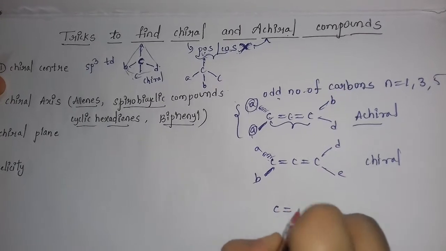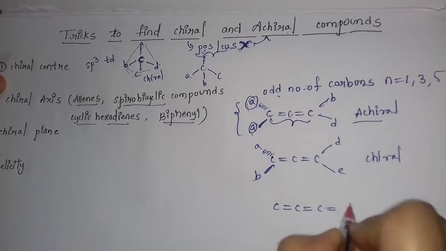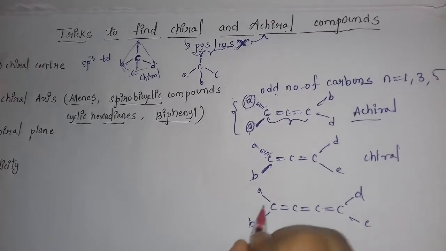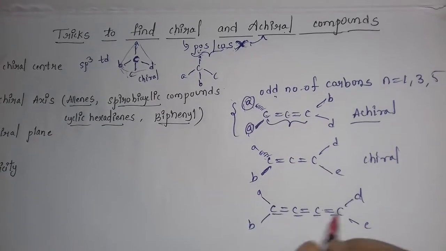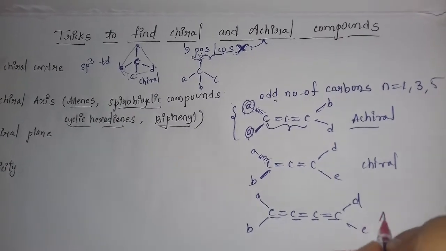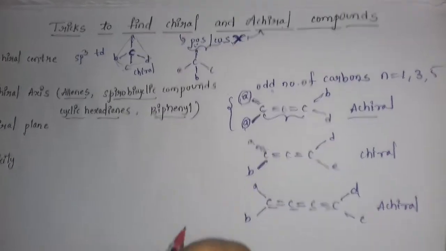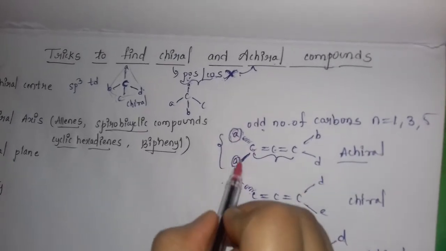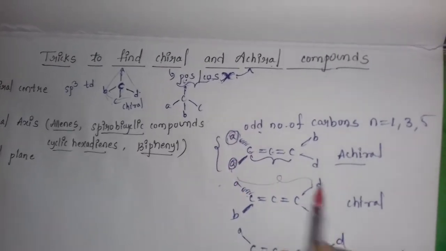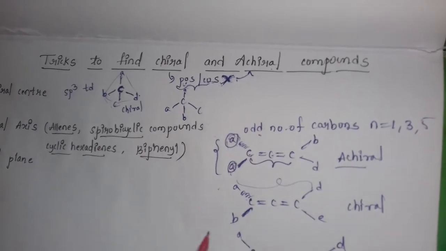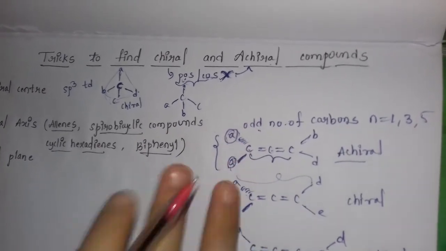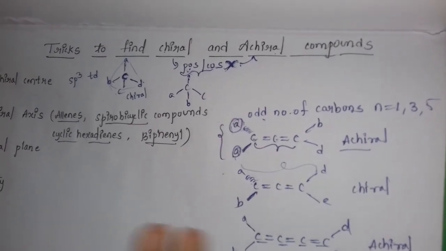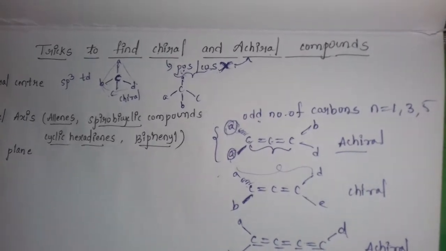Okay, and if I take this one, D, E, you can see 1, 2, 3, 4. Four means an even number of carbons, so it is achiral. You have seen, only this is enough. Actually, if these both are the same, then it's achiral. If these both are different, then it will be chiral. There is no other condition, but one should be wedge and one should be dash, so that there will be a chiral axis, and we can assign the absolute configuration, that is R and S configuration. So those compounds are absolutely chiral compounds.